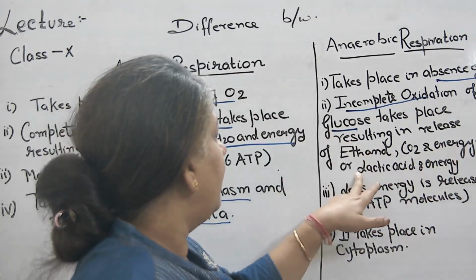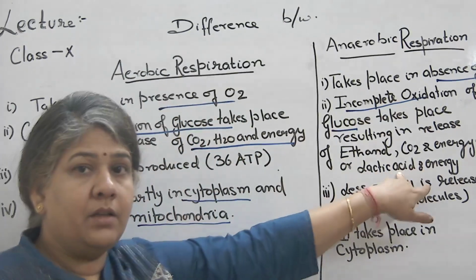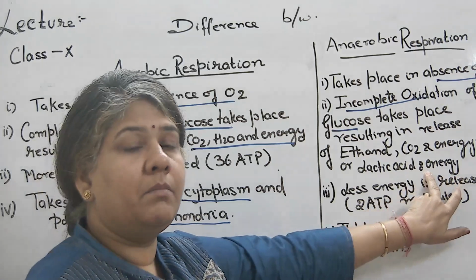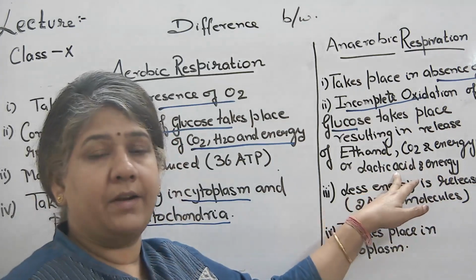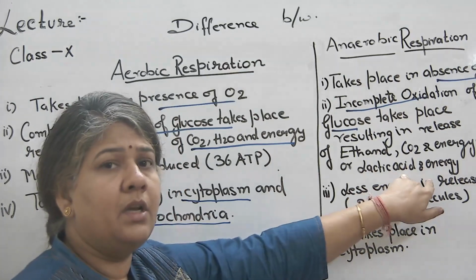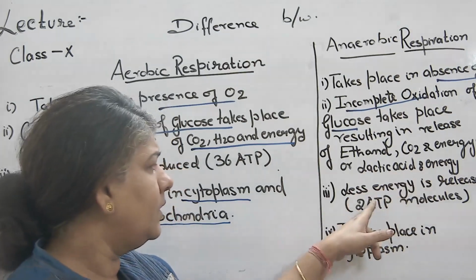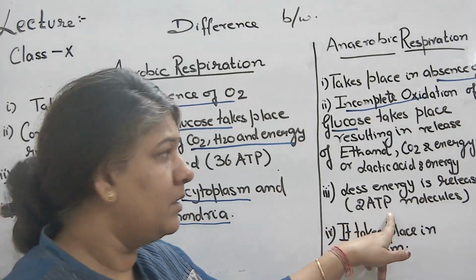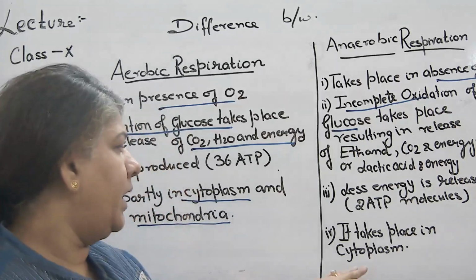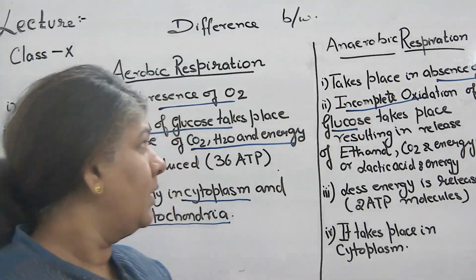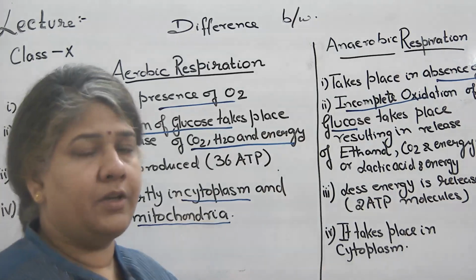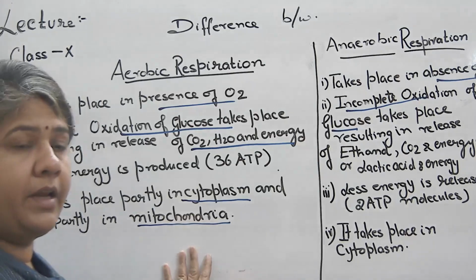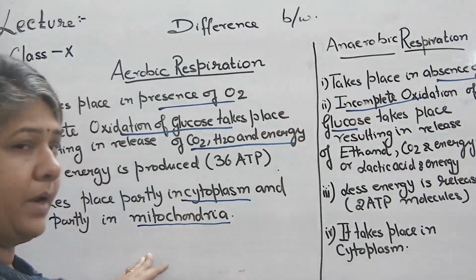If the product is lactic acid, then we have already studied that anaerobic respiration in muscles leads to the formation of lactic acid, which causes soreness in muscles. Less energy is produced during this process, that is 2 ATP molecules are generated, and it takes place in cytoplasm. So the whole process of anaerobic respiration is completed in cytoplasm, while in aerobic it partly takes place in cytoplasm and partly in mitochondria.